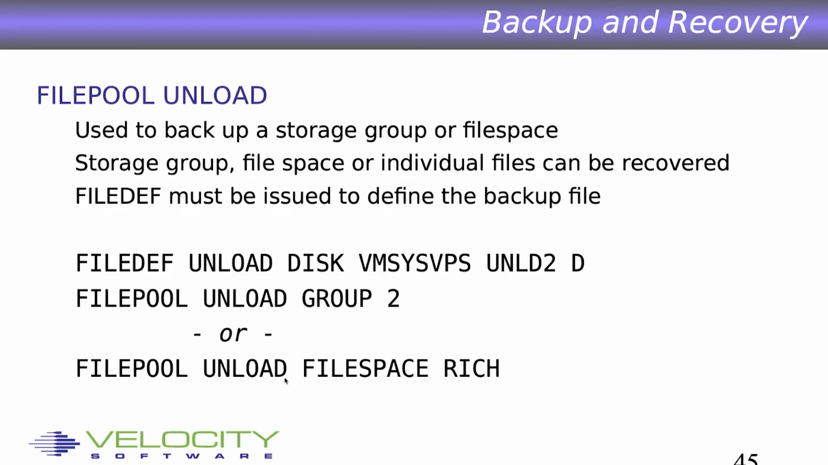Consequently, we can also unload an individual file space. So in this case, we're going to unload file space rich, and it's going to go into this file. If you don't want to back up storage groups in mass, you can back up individual file spaces as well. But each file space backup will have to go into a separate file, because otherwise you just overwrite file spaces if you use the same unload file def.